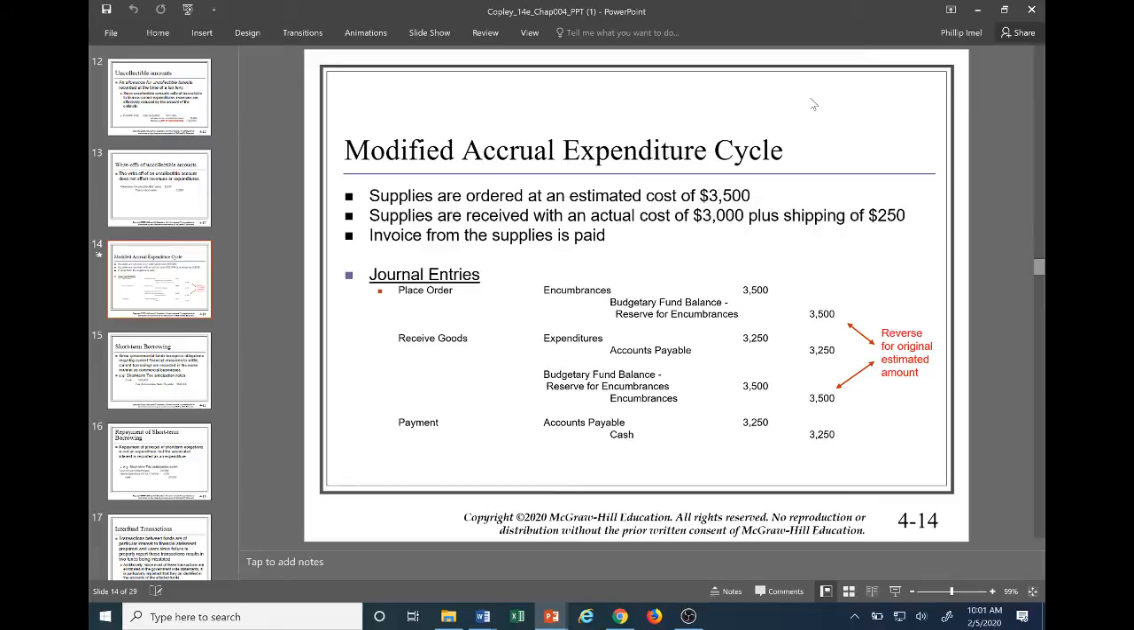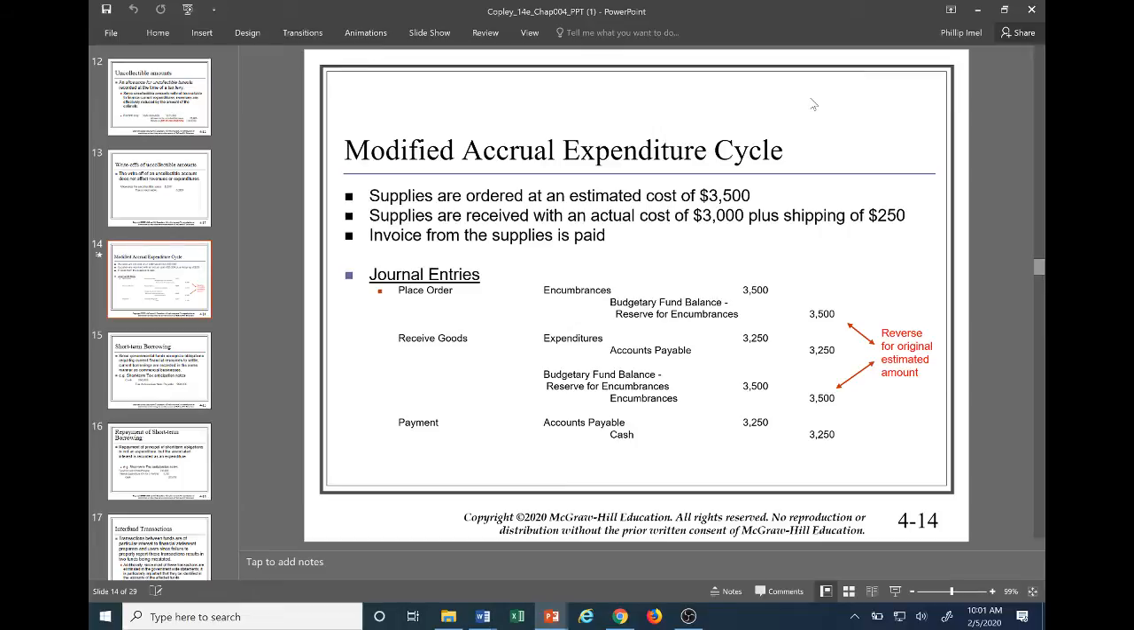So on Monday, we left off with the modified accrual expenditure cycle. I know this is something we've already touched on a few times in this class. I just want to go ahead and run through it one more time today before we move on to the next topic.